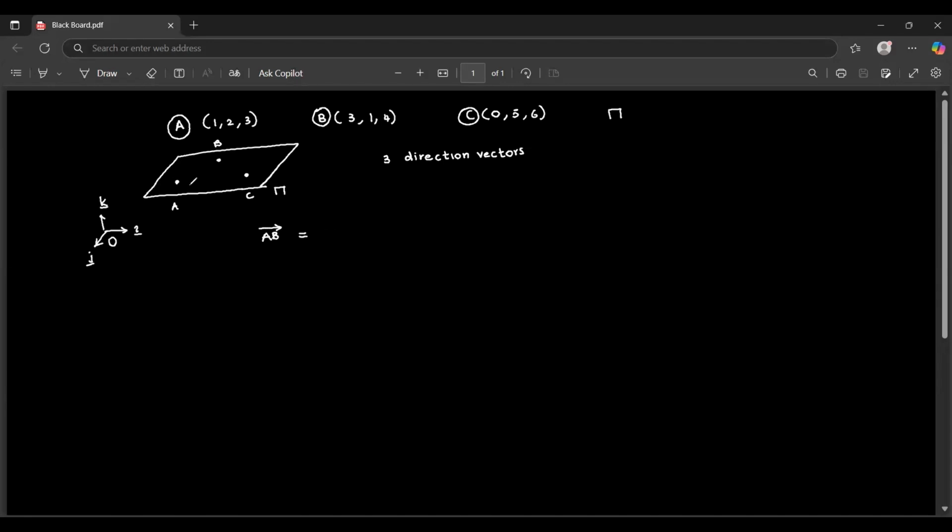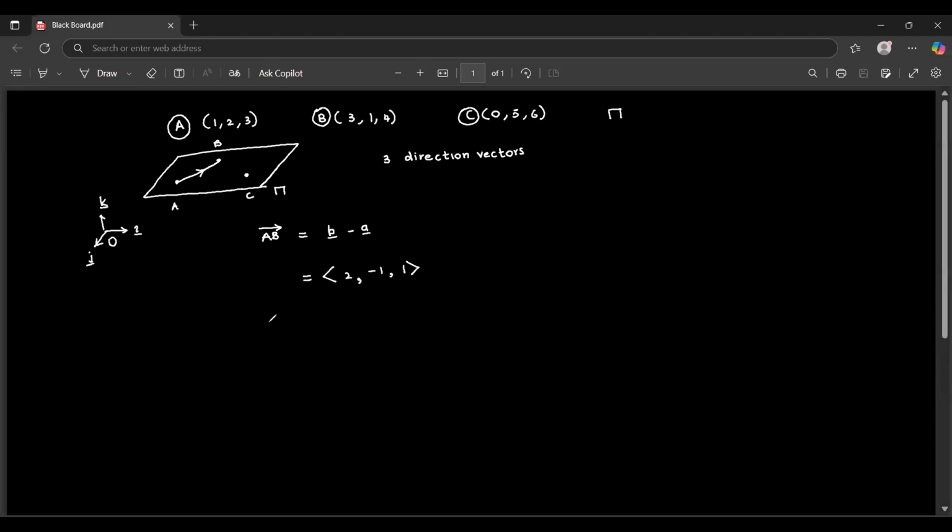Why do I call them direction vectors? Well, they lie on the given plane, so they must be parallel to the given plane. AB can be written as B minus A, where B is (3, 1, 4) and A is (1, 2, 3). So the vector will look like 1, minus 1, 1. Oh, not 1, 3 minus 1 is 2. So AB will be (2, minus 1, 1).